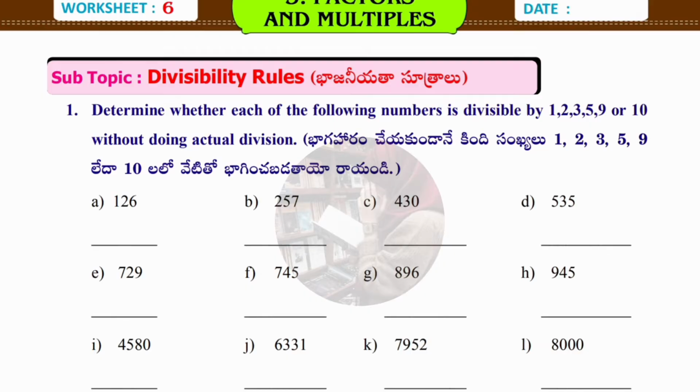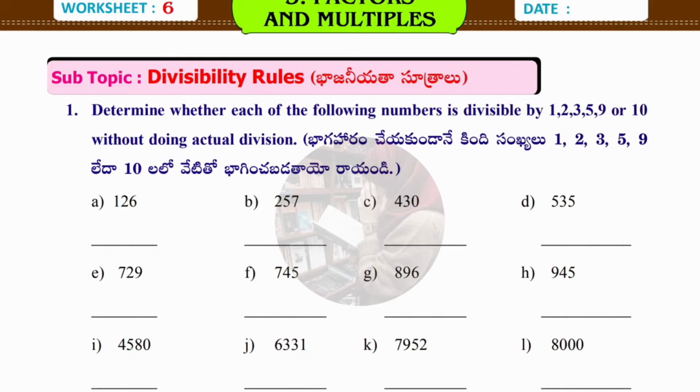So here the topic is divisibility rule. Let's see the first Roman. Determine whether each of the following numbers is divisible by 1, 2, 3, 5, 9 or 10. So guys, here we have given some numbers. Now we have to check whether the given number is divisible by the numbers given here like 1, 2, 3, 5, 9 and 10. If it is divisible, then we have to write down which numbers it is divisible by. If it is not divisible, we just write that it is not divisible by any number, or else none. You can write none also.